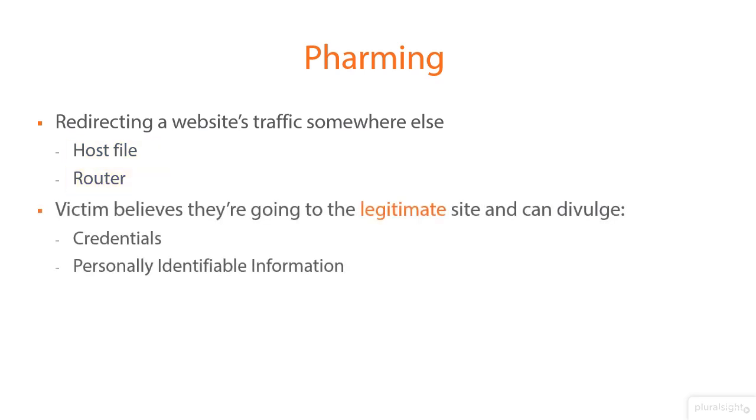All right, so the victim believes they're going to a legit site, and once they're there, if the criminal has configured this fraudulent website to look like the legitimate website, it might have login credentials. Well, then the victim may put in their username and password or credit card information or what have you, and that's going to be captured by the criminal. All right, so credentials, personally identifiable information, or PII, so on and so forth.